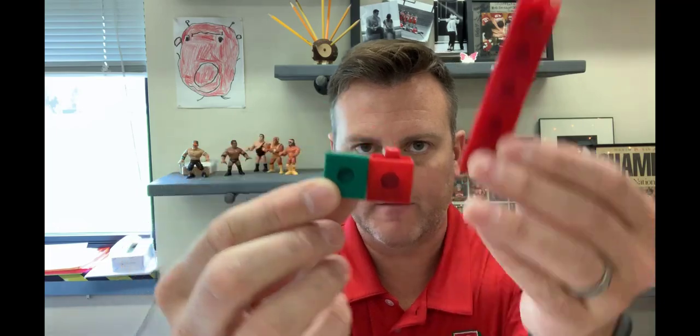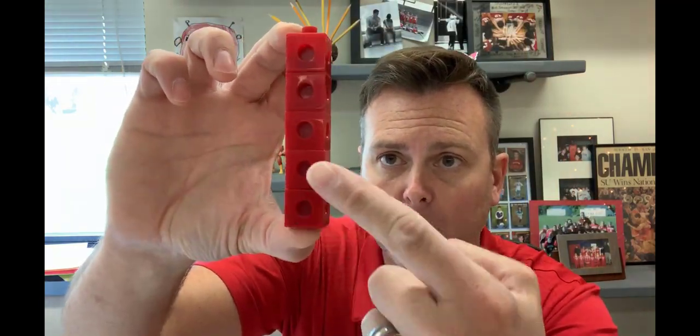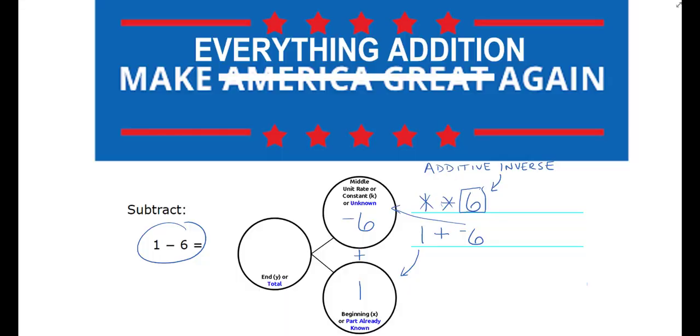It makes 0. Once you understand that a positive and a negative are additive inverses, we just take those off. And whatever we're left with is going to be our answer. So we can clearly see that we have 1, 2, 3, 4, 5 negatives left. So I'm clearly going to put negative 5 as my total.